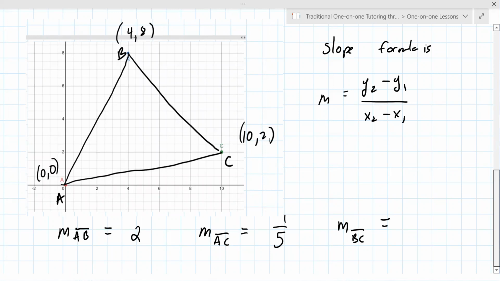4 minus 10 and 8 minus 2. 4 minus 10 is negative 6. You have to do the Y's on top and the X's on the bottom still. Oh, okay. I'm sorry about that.